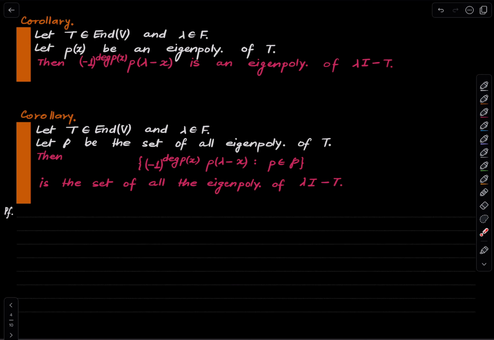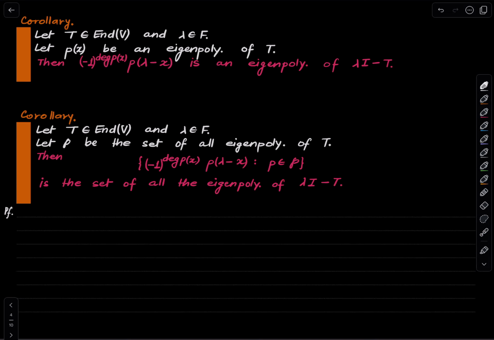Fairly natural statement, but a stronger version is: fix an endomorphism t, and let's say lambda is in the base field, and let's say p is the set of all the eigenpolynomials of t. Then this set, where you vary over the eigenpolynomials of t, and this particular translated and monicized version of them, is precisely the set of the eigenpolynomials of the translated endomorphism. So it's a significantly more meaningful statement than the previous one. And the proof is very simple.